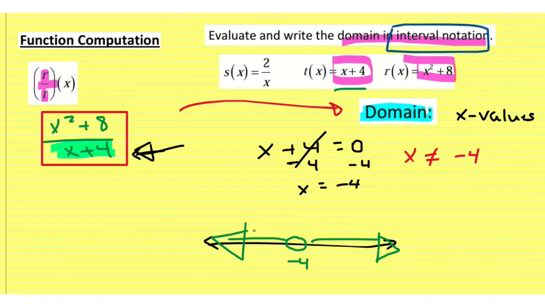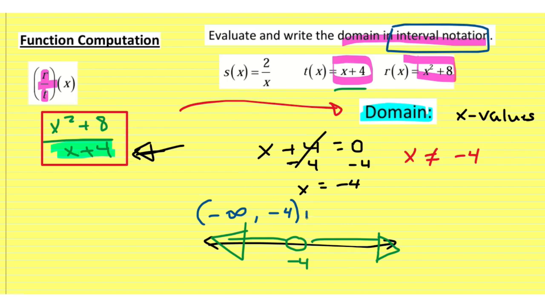If we put it on a number line, this arrow means it's going to negative infinity, and then it's going to go all the way up to the negative 4, and it's going to stop. It's not equal to the negative 4. Remember, that negative 4 is going to cause that denominator to be equal to 0.